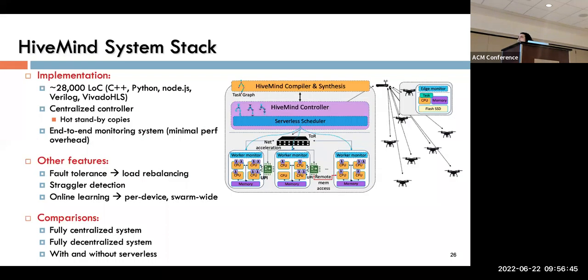Okay. In terms of implementation, it's a relatively large system. So on the software side, it uses mostly C++, Python, and Node.js. The hardware accelerators are built on Verilog, System Verilog, and Vivado HLS. It's a centralized controller with hot standby copies for the case of dealing with failures in the controller, and it has an end-to-end monitoring system that goes from the cloud to edge and back. There are some other features that I'm not going to have time to talk about for fault tolerance, online learning, and straggler detection. And let me just show you a quick overview of a comparison of this system versus purely cloud-based or purely edge-based systems with and without the use of servers.